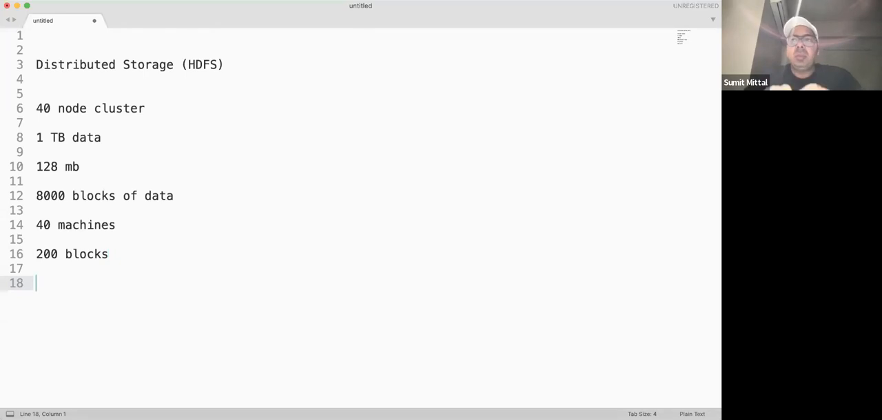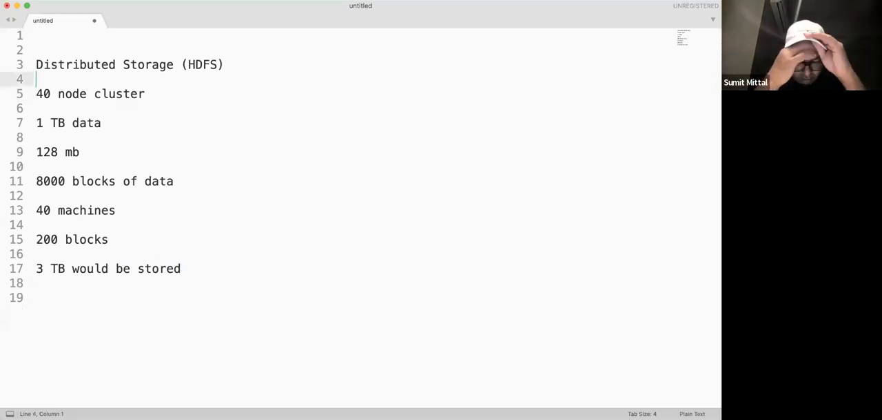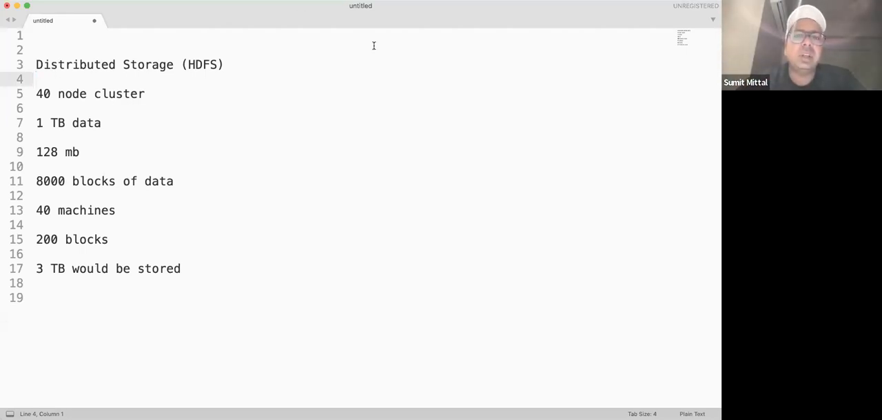If you consider the replication factor and all, a 1 TB file will have 8,000 blocks, but there would be replicas. That means each block will have 3 copies totally. So totally, you would have 24,000 blocks, and 3 TB would be stored across the cluster. So that's what we see in this distributed storage, which is HDFS. I hope this is clear, right? Okay.